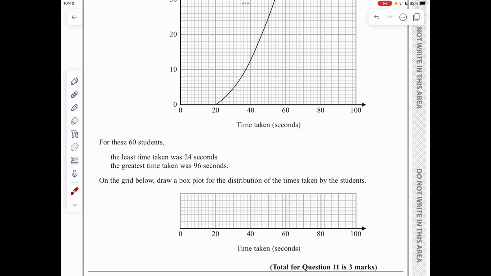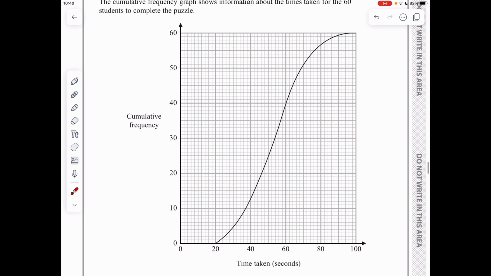I will be using my cumulative frequency graph here to determine the quartiles Q1, Q2, and Q3. So for Q1, I will calculate the quarter of 60, which is the total frequency. This is 15. This is the position that corresponds to the lower quartile Q1. For Q2, I will do 2 quarters of 60, and this gives a result of 30. And then for Q3, I will do 3 quarters of 60, and this gives an answer of 45.